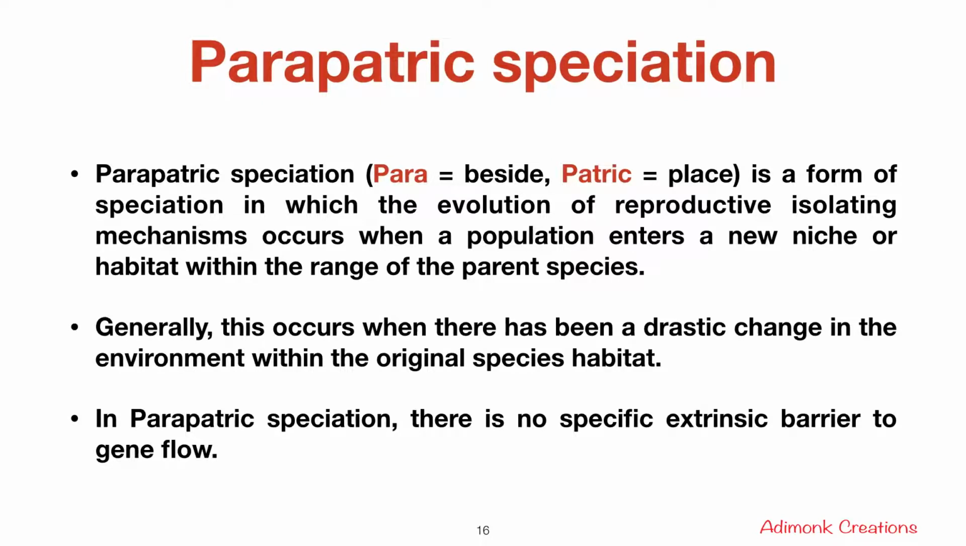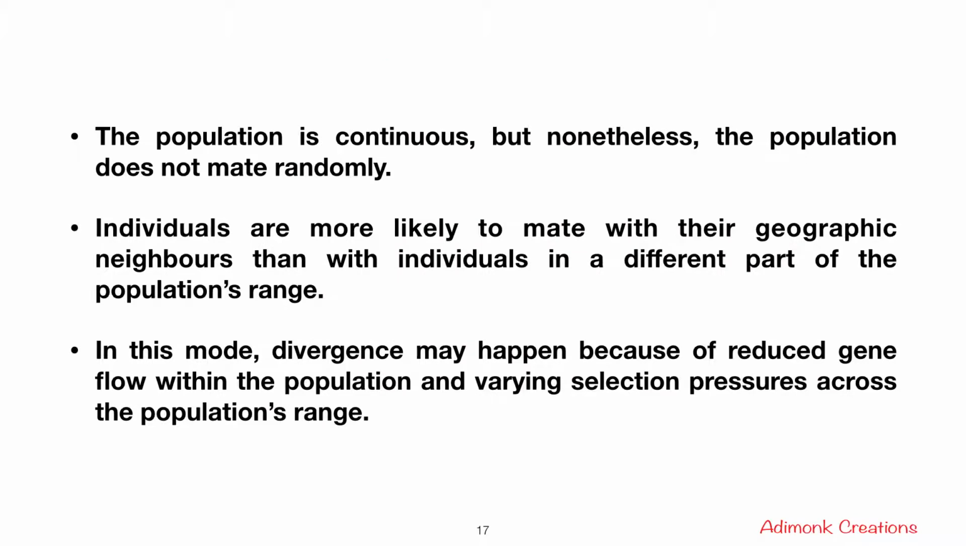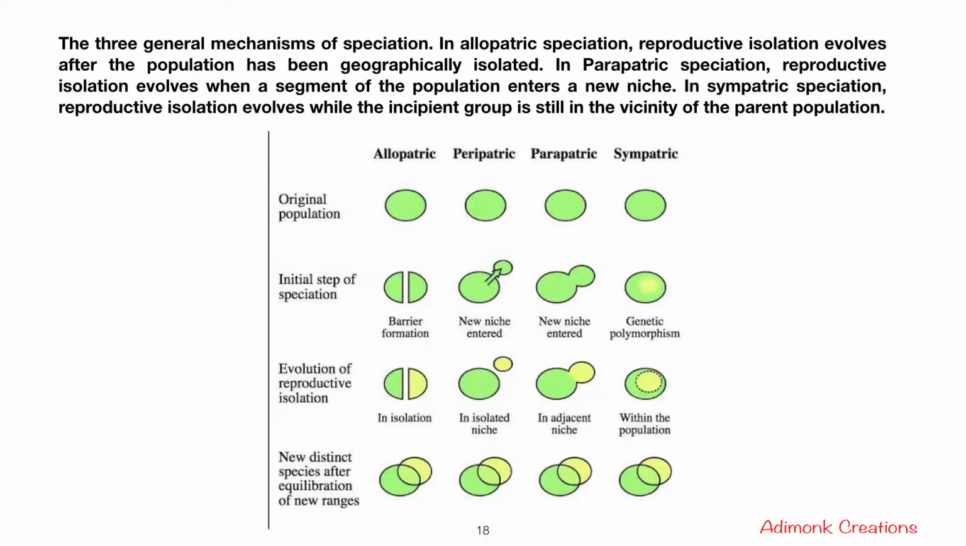So in parapatric speciation, there is no specific extrinsic barrier to gene flow. The population is continuous, but nonetheless the population does not mate randomly. Individuals are more likely to mate with their geographical neighbors than with individuals in different parts of the population range. So in this mode, divergence may happen because of reduced gene flow within the population and varying selection pressure across the population's range.